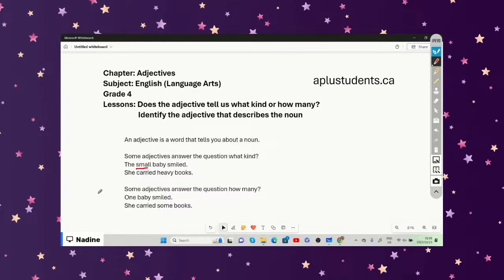And then we look at another example that says she carried heavy books. So what kind of books did she carry? Heavy books, meaning the books were heavy.